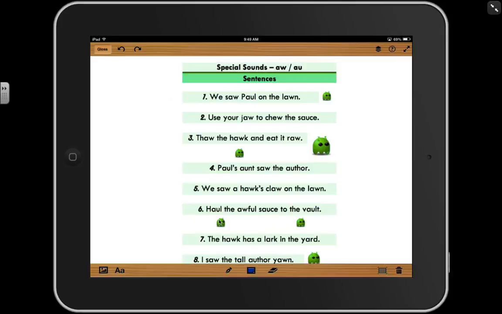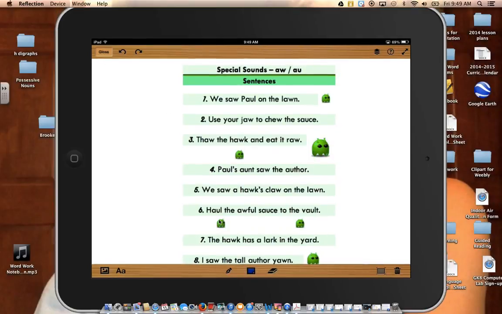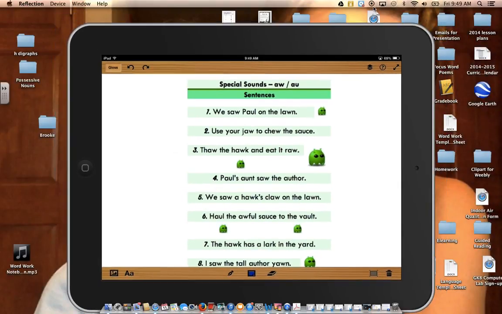Boys and girls, today we practiced reading words and sentences with those words having the AW or the AU pattern. Remember in your reading to look for those patterns because knowing those patterns can help you read many words. Wonderful job today. Thanks for working with me.